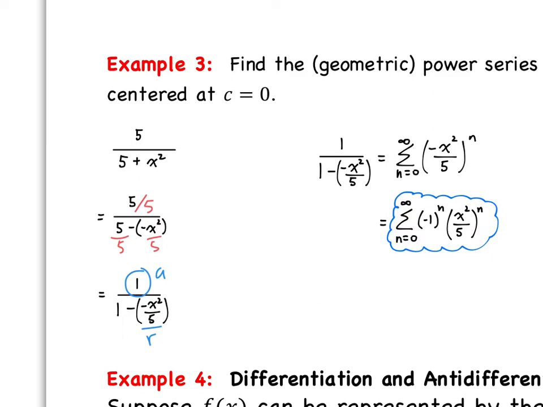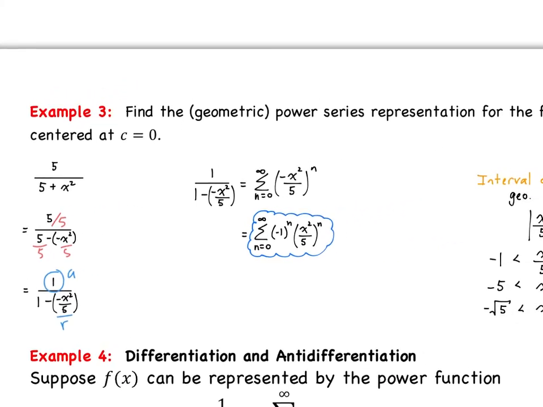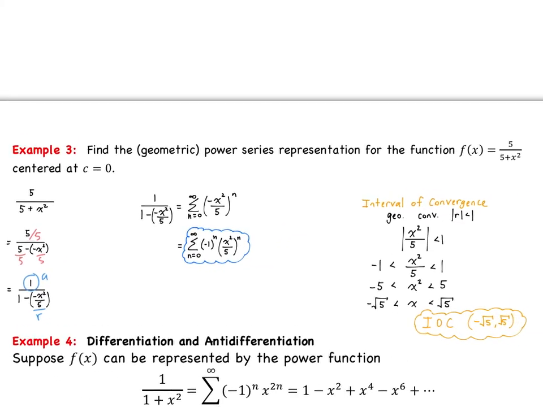So now when we rewrite that power series, our a times r to the n, the series from n equals 0 to infinity, if you wanted to rewrite it as an alternating series there, you absolutely can. So now we have that, and the last thing we need to do is find our interval of convergence.